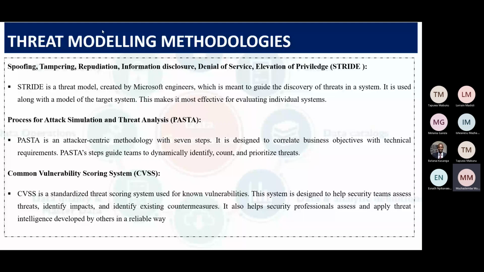PASTA is an attacker-centric methodology with 7 steps. It is designed to correlate business objectives with technical requirements. PASTA steps guide teams to dynamically identify, count, and prioritize threats. Then the third one is the Common Vulnerability Scoring System, CVSS. CVSS is a standardized threat scoring system used for known vulnerabilities. This system is designed to help security teams assess threats, identify impacts, and identify existing countermeasures. It also helps security professionals assess and apply threat intelligence developed by others in a reliable way.